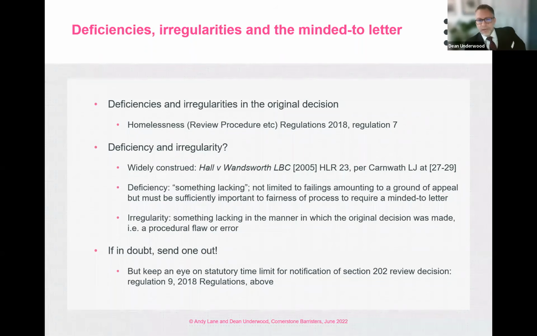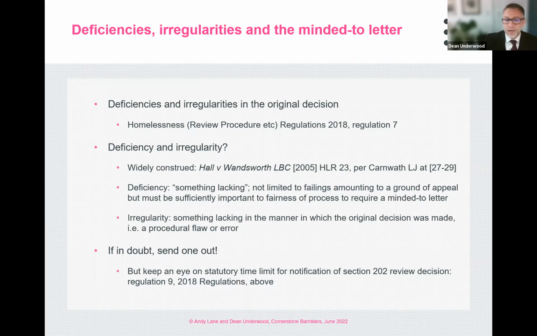So I think the top tip that Andy and I can give you today is that if you are in any doubt as to whether something in the original decision constitutes a deficiency or an irregularity, send out a minded to letter. Now, increasingly, what we see is that this is a common feature of review officer practice, and it is a very sensible, if I might say, safeguard for the local authority, because even if the original decision does not incorporate a deficiency or irregularity, it nonetheless provides the local authority with the opportunity to say, well, the applicant's been given ample chance to make representations and to put forward his or her case before the authority. And that may play an important part subsequently in a 204 appeal when arguing before the court that, for example, despite a meritorious ground of appeal, that relief should be refused nonetheless.